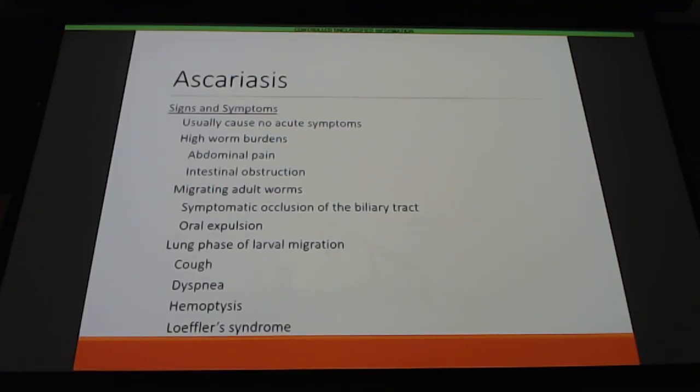Now, because this one does have a lung phase, right, the little larvae break through the intestinal wall to the portal system all the way up to your lung. In that lung phase, you may have cough, dyspnea, hemoptysis. Remember that Loeffler's syndrome where your macrophages are going and causing a hyperinflammatory reaction. So, in small chances, you may also get those eggs or those larvae in your sputum.